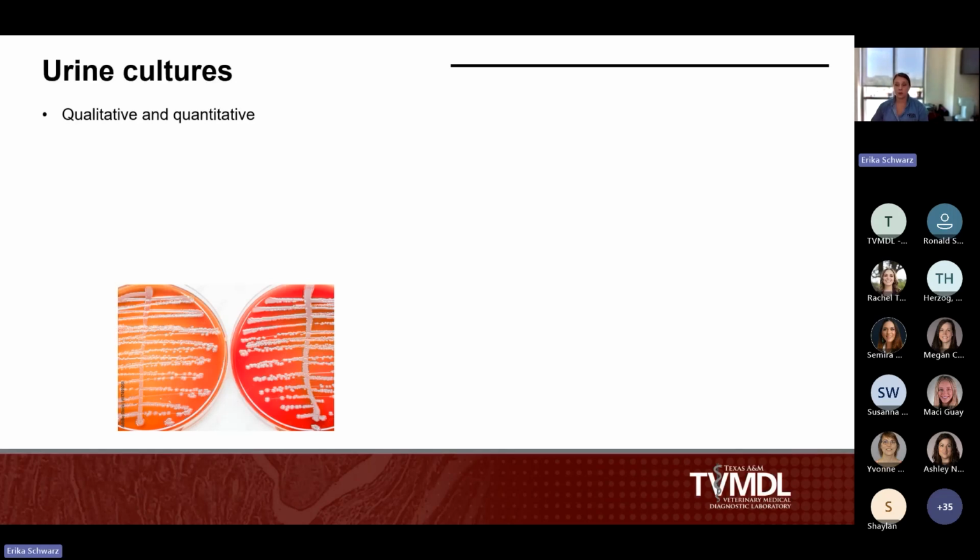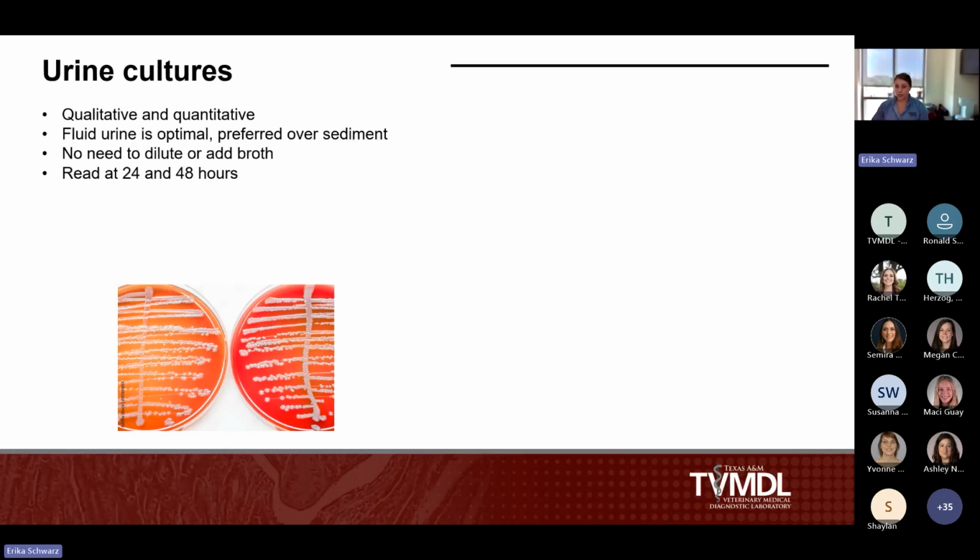So for this type of culture, fluid urine is preferred, as there's no need to do anything to it. You don't need to spin it down. You don't need to sediment it. You don't need to dilute it or add media or manipulate it in any way prior to submitting. And I'll explain why in a moment, but we read these cultures at 24 and 48 hours.